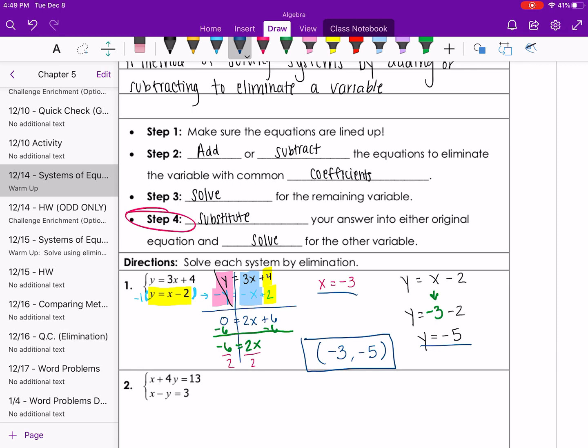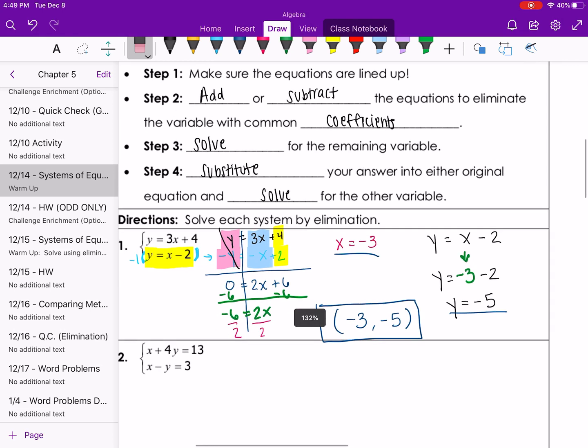So again, elimination method is basically using the idea of opposite operations to cancel out an entire variable. In this case, I canceled out the entire y, and then I was able to solve for x. Once I solve for x, then I can plug it back in and solve for y. I know it seems like a lot, it's a little overwhelming, but the more that we practice it, the easier it'll get.